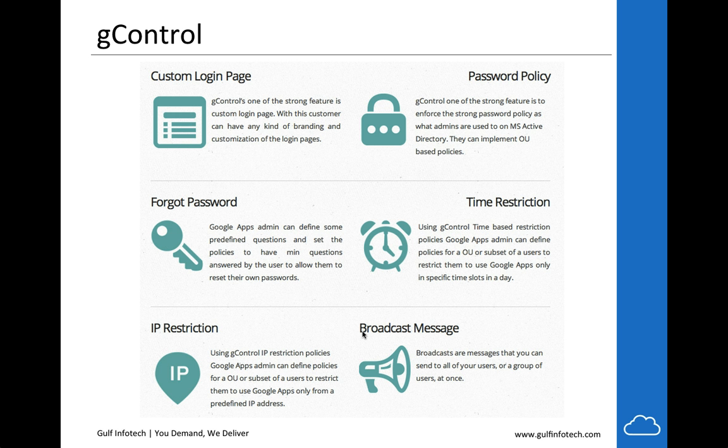So what we do is we just map the static IPs of the office environment into G-Control, and from that time onwards, G-Control would restrict access of that account from anywhere other than the office network.